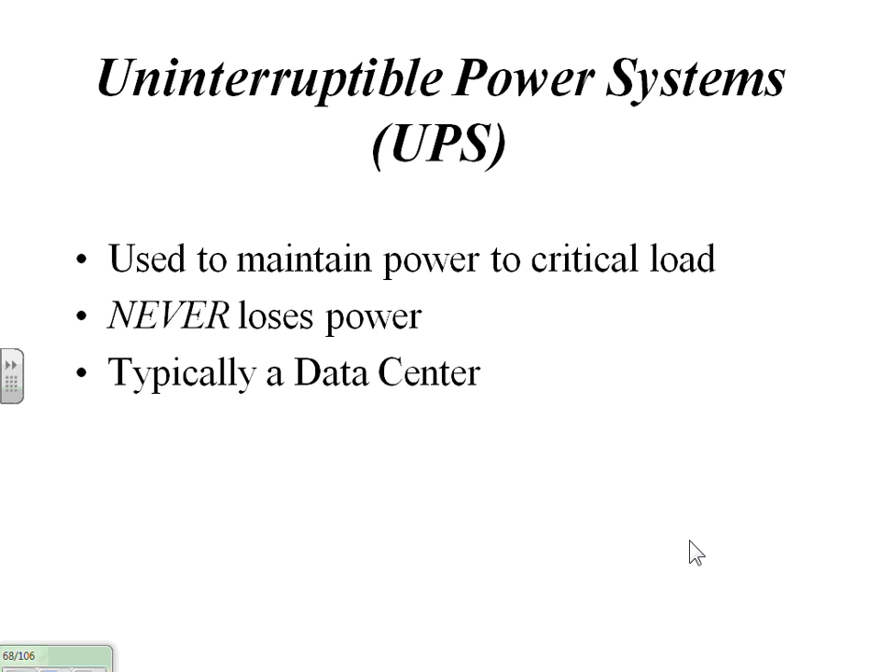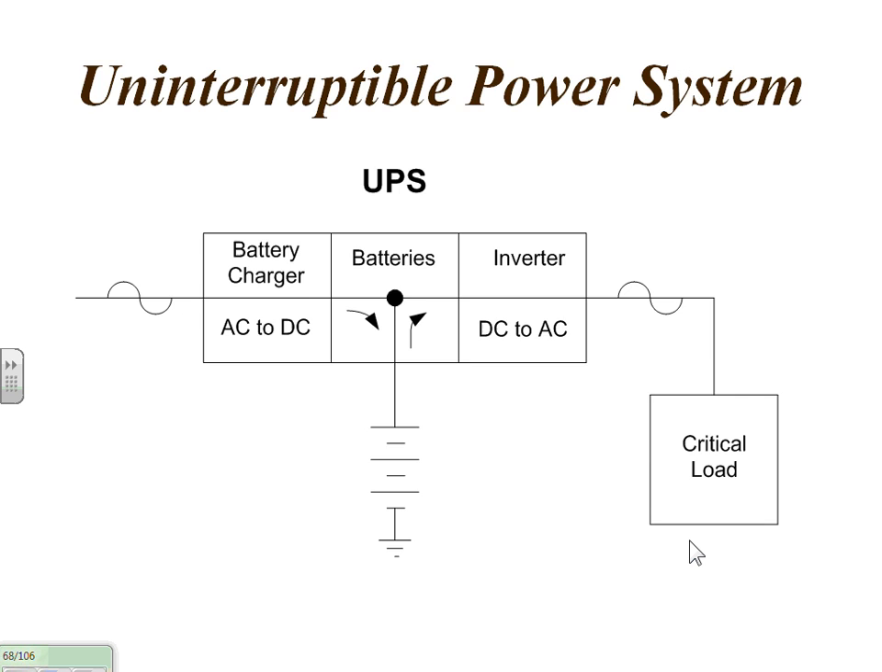Let's talk a little bit about a UPS system and what it actually is made up of. We know it's an uninterruptible power system. It's used to maintain power to a critical load, so it never sees the outage, and we'll go over that. These are typically at a data center or something like that, or at the IT department in any company that's got your main computer system for your company. So any of those instances.